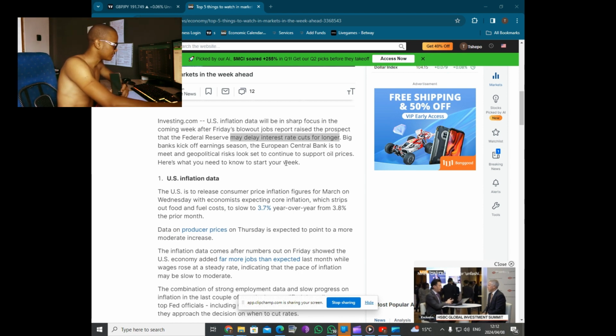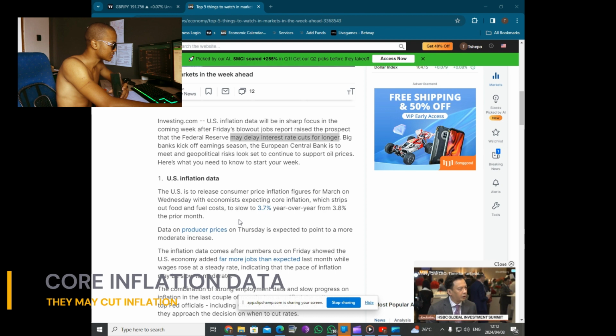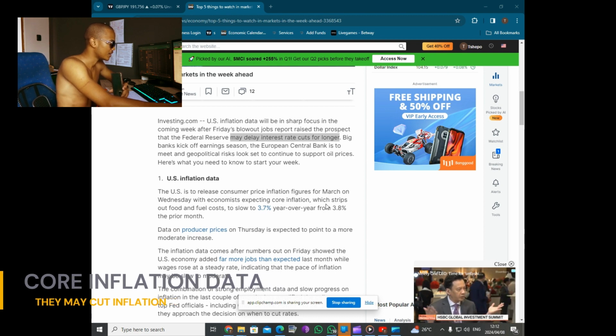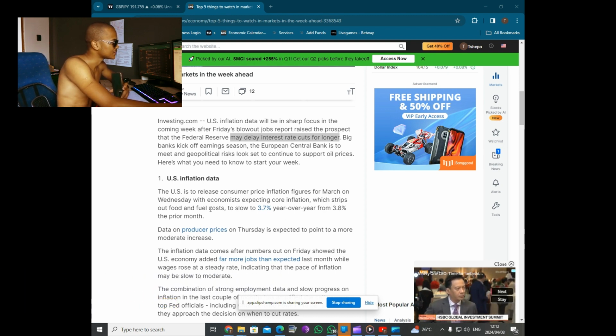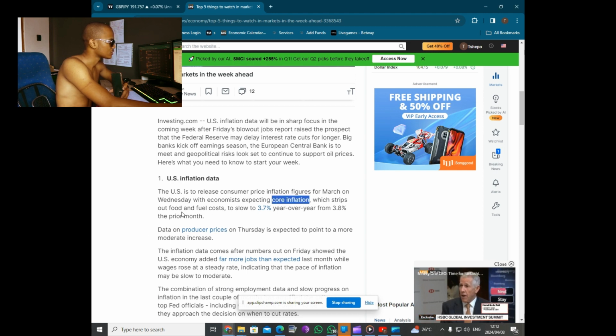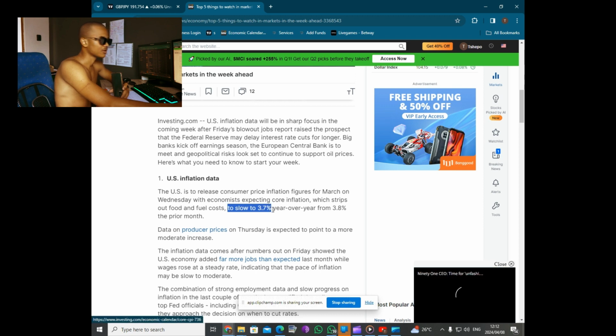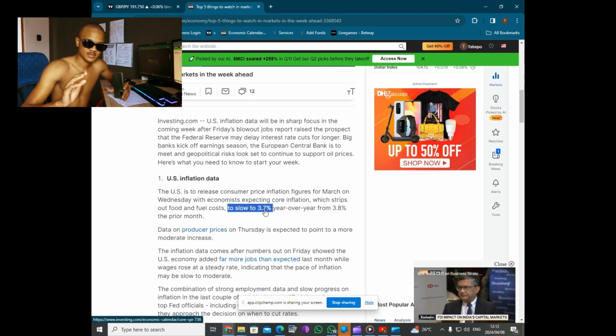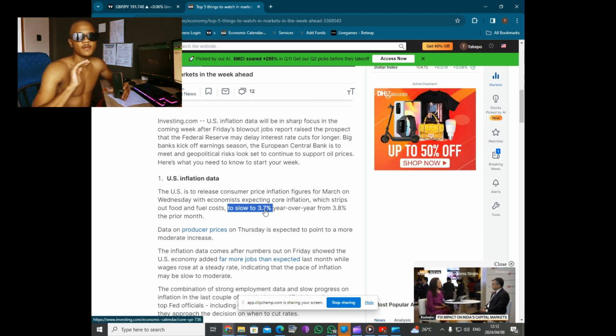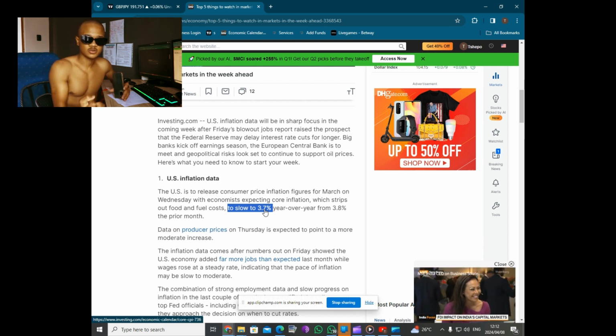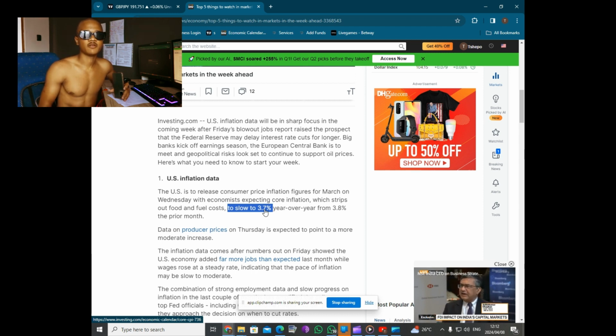So, US inflation data. The US is to release consumer price inflation figures for March on Wednesday, with economists expecting core inflation, which strips out food and fuel costs, to slow to 3.7. Remember this: when inflation rises, what does that do to the economy? The purchasing power of the dollar decreases, right? Let's say inflation rises and you have $1. That dollar will be equivalent to 50 cents.